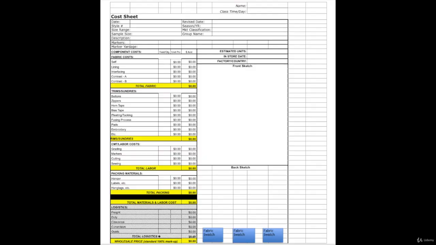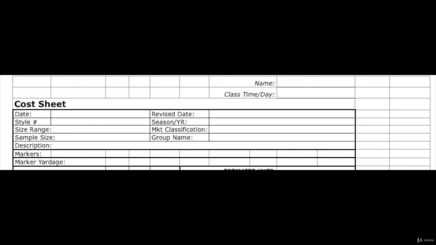Before you can sell your garment to the stores, you must first know how much it costs you to make it. We use a cost sheet to determine that. Here is an example of a cost sheet. A cost sheet is composed of 3 parts. At the very top is information which is very self-explanatory. It's the date, the style number, the size range, the sample size, the description of the garment, and that's pretty easy to fill in, right?